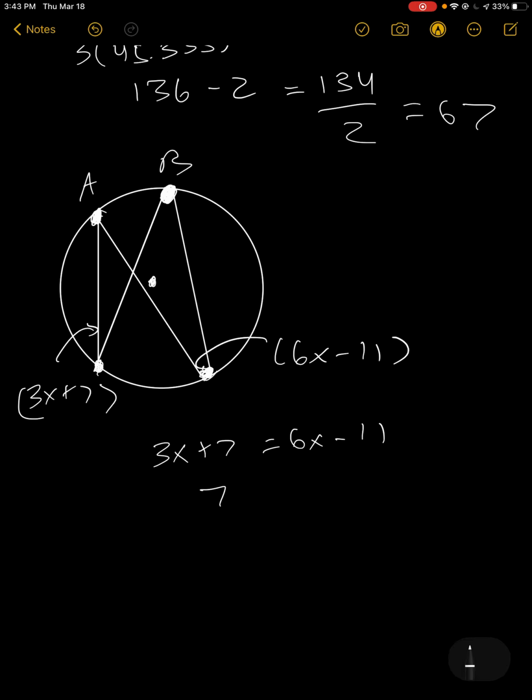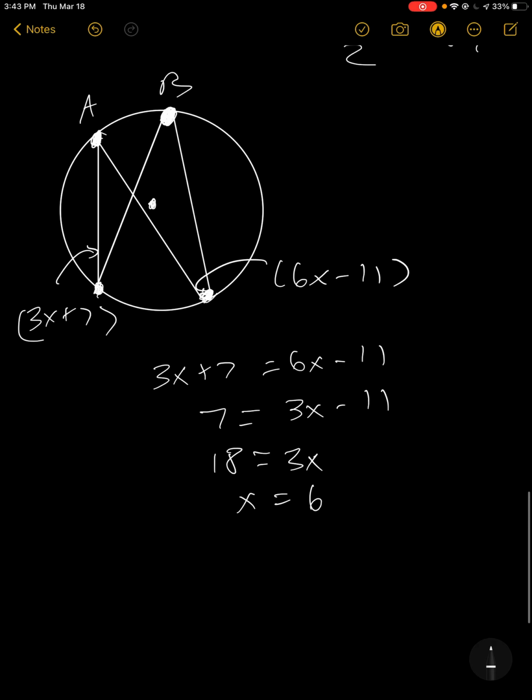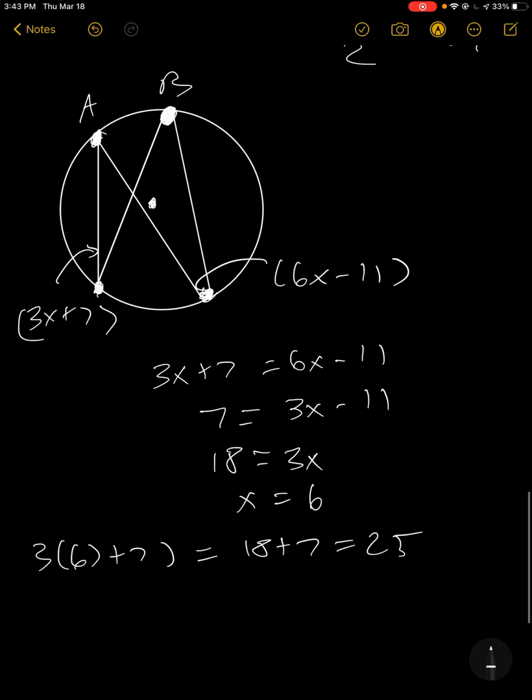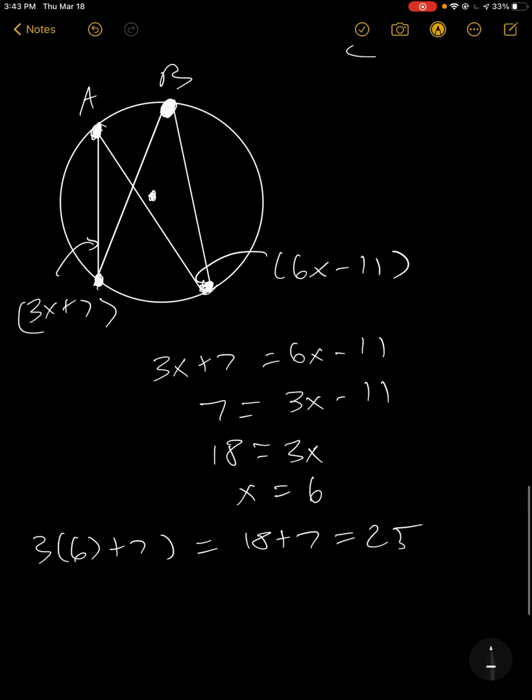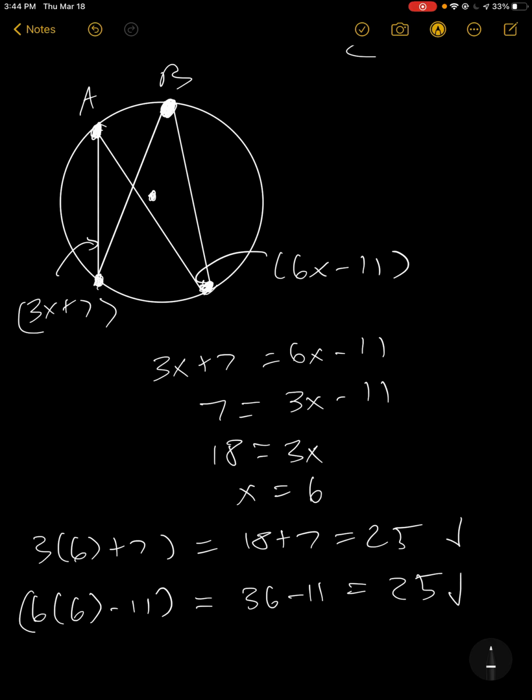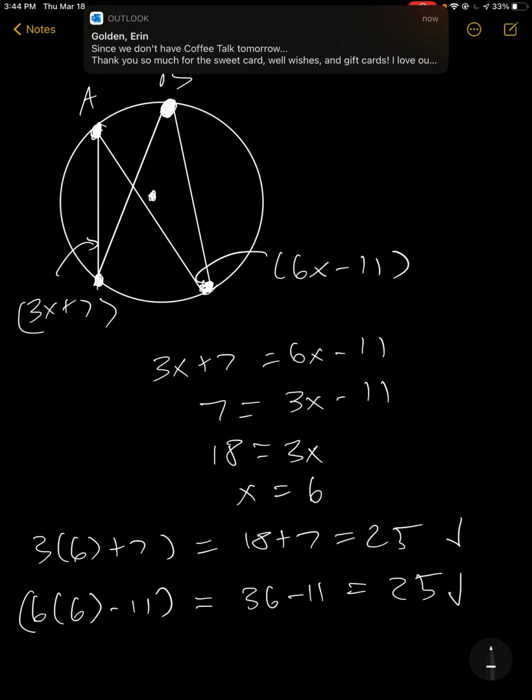Subtract 3x, you're going to get that 7 is equal to 3x minus 11. Add the 11. 18 is equal to 3x. X is equal to 6. And again, you can check that this works for both of them. 3 times 6 plus 7 is going to give you 18 plus 7, which is equal to 25. And then you can check it with the other one. 6 times 6 minus 11 is equal to 36 minus 11, which is equal to 25. Perfect. So you know that they're the same, and that x being 6 is correct.